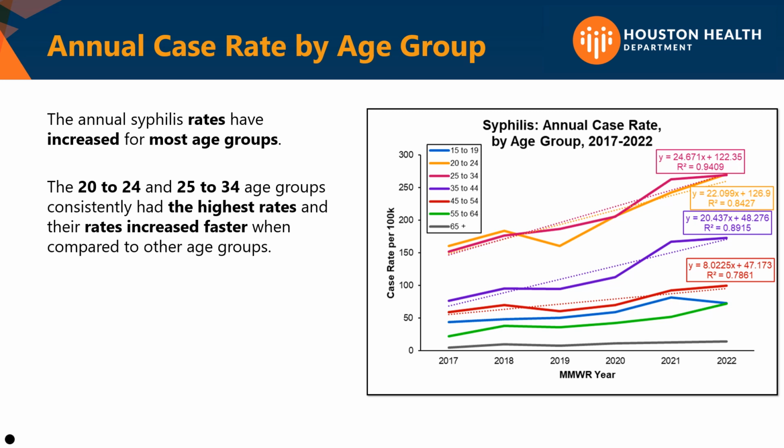Here we're looking at annual case rate by age group. The annual syphilis rates have increased for most age groups. The highest is among the 20 to 24, which is represented by the yellow bar, and 25 to 34, which is represented by the pink bar. Notice that these are very similar in trends and slopes almost line up. This suggests that younger individuals are more affected by syphilis.